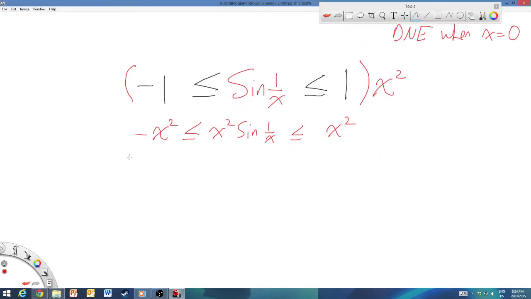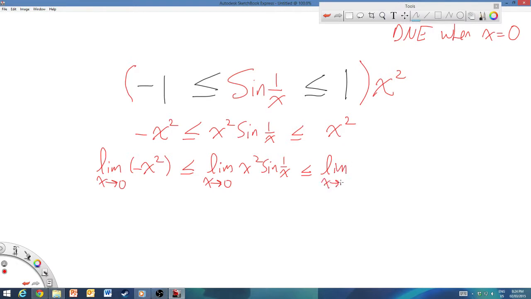Now I can do the following next. I can say, what is the limit as x goes to 0 of negative x squared? Okay, and this has to be less than or equal to the limit as x goes to 0 of x squared sine 1 over x, which has to be less than or equal to the limit as x goes to 0 of x squared. Okay.